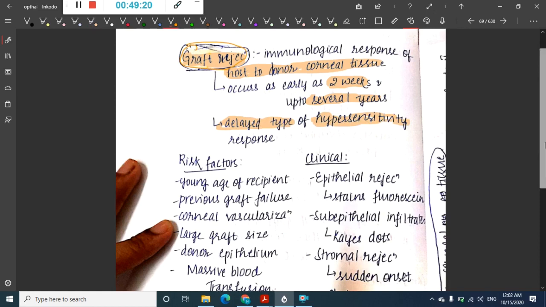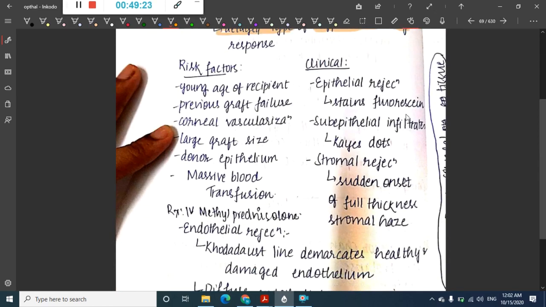Now we will see the risk factors of graft rejection in a patient. Risk factors include younger age of the recipient, previous history of graft failure, corneal vascularization, large graft size, donor epithelium, or massive blood transfusions. These are the main risk factors of graft rejection.